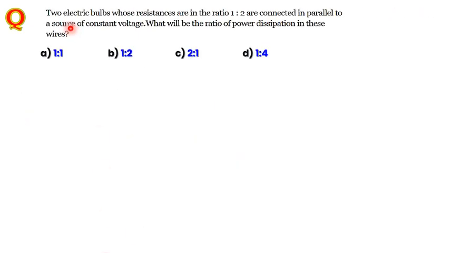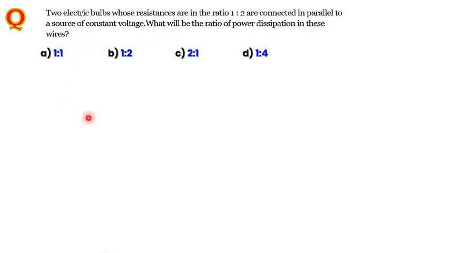The next question here is, two electric bulbs whose resistances are in the ratio of 1 is to 2 are connected in parallel. See, the key point we need to remember here is, parallel connection, always remember this one, potential, that is voltage, is same and current differs. So connected in parallel means voltage is same, constant, current differs. To a source of constant voltage. What will be the ratio of power dissipation in this wire?